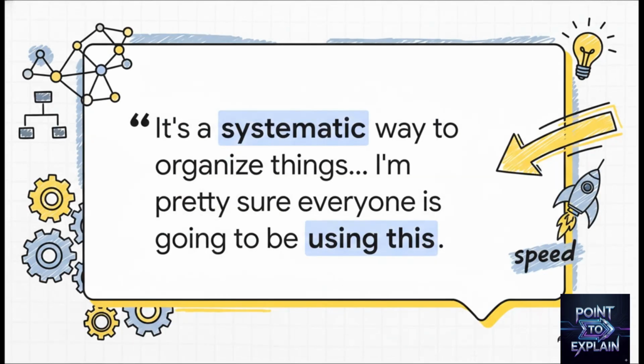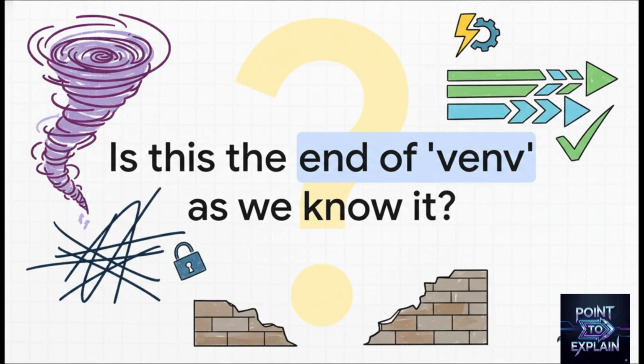As one developer put it so well, UV just provides a systematic way to organize things that is so compelling it feels inevitable. That combination of speed, simplicity, and raw power is a genuine game changer for the entire Python ecosystem. And all of this brings us to one final, provocative question. With a tool this powerful and this elegant, are we actually witnessing the end of venv as we know it? It's a big question for sure, but one thing seems pretty clear. The future of Python development is already here, and it looks a whole lot like UV.